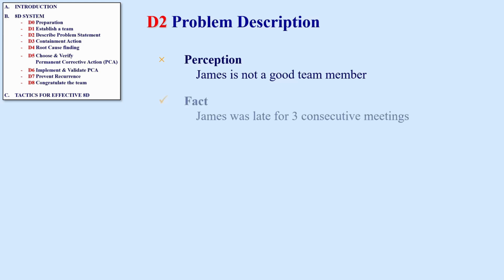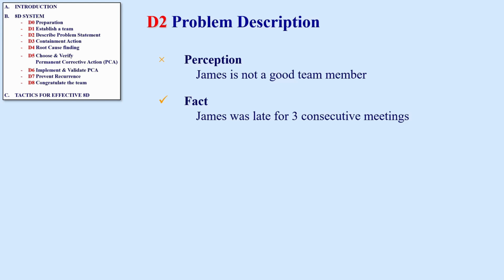While writing a problem statement, it is important to distinguish between perception and fact. We write problem statements based on facts, not perceptions. For example, "James is not a good team member" is a perception. If James heard what you claimed, he might be upset with this. He might even complain to your HR department, and you might not be able to defend this. But if you rephrase that to, "James was late for 3 consecutive meetings," then it becomes a fact, and James could not challenge this.